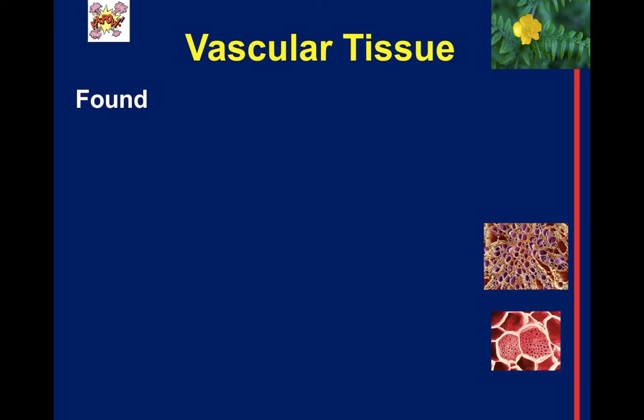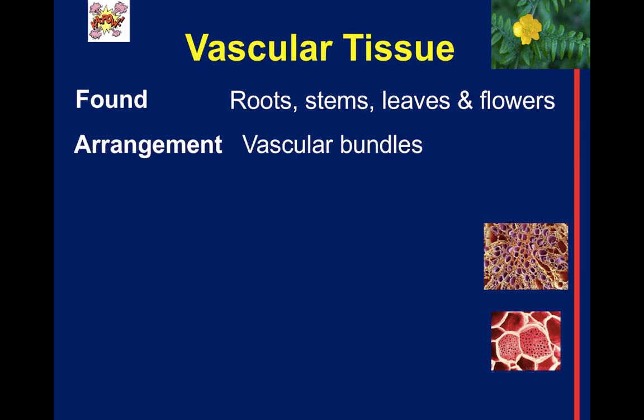So in terms of the parts of the plants that you find your vascular tissue, you find it absolutely everywhere. So roots, stems, leaves, flowers, they all will contain vascular tissue. And the arrangements you should know from the mandatory practical are in the vascular bundles. The vascular bundles contain both xylem and phloem, and they have both very specific jobs.